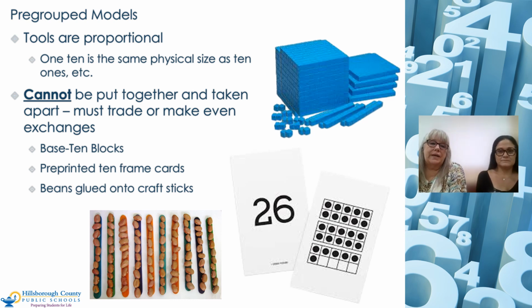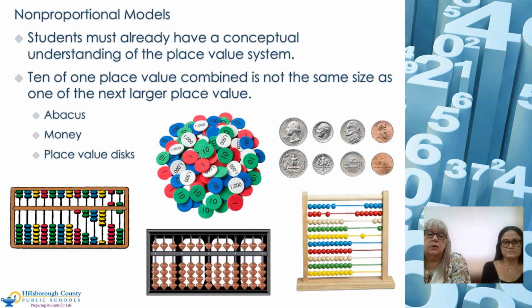And then our most abstract model would be non-proportional materials. If I look at place value discs, for example, the 10 disc is exactly the same size as the 1 disc. So if I put 10 of those ones together, it would be a different size than the 10 disc all by itself. I never really thought about those non-proportional models being so important to really focus on working with the groupable and the pre-grouped models prior to using these.